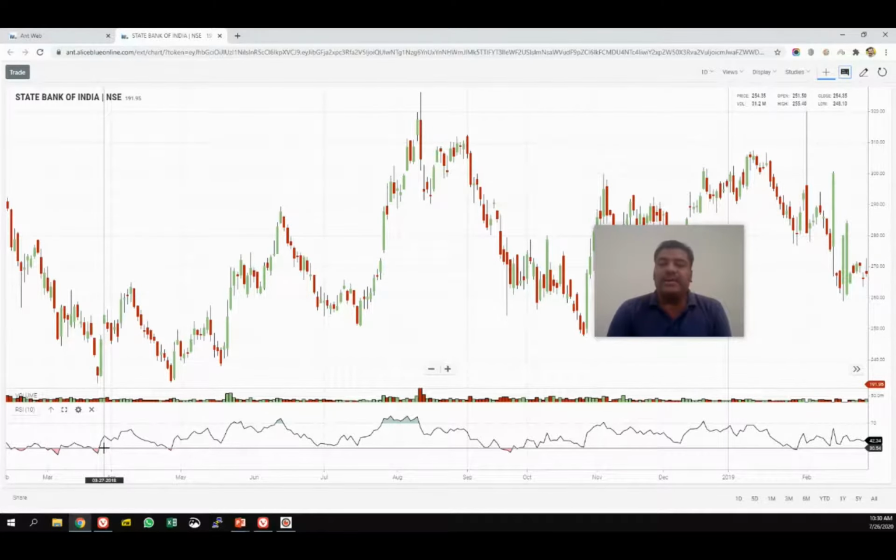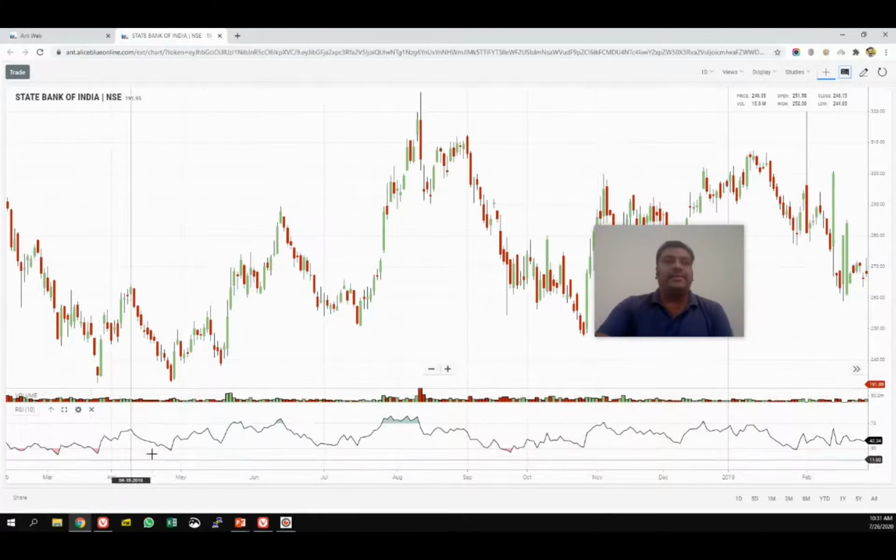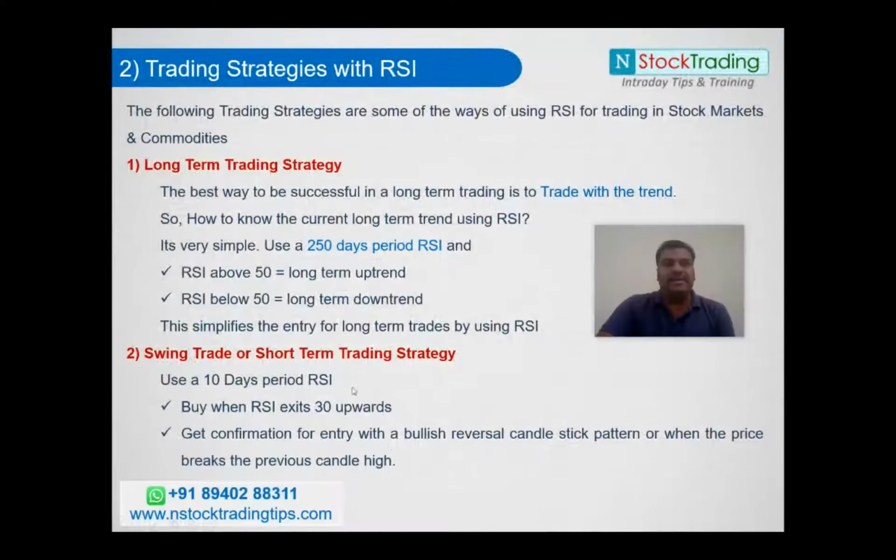For those of you who have not seen these candlestick patterns, you can check out the video on YouTube. It's available over there. Then you'll understand this better. So once this confirmation is got by the reversal pattern or from the previous candle, you can proceed to the entry of this trade. Okay, so this is a strategy for short term. Now let's move on to the next one.